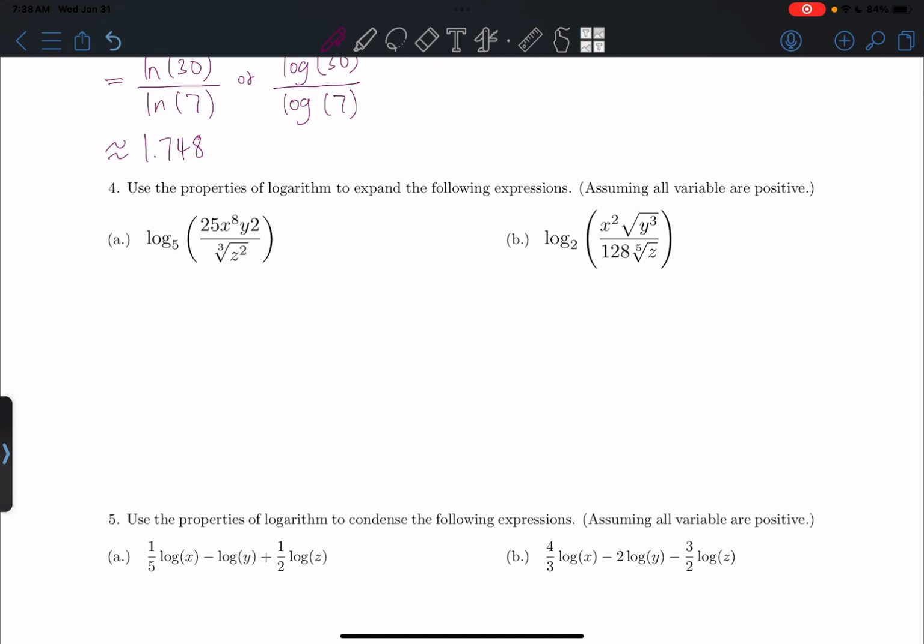Number 4, we're going to use logarithm to expand the expression. So first thing here, logarithm is going to turn division into subtraction. So I'll have log base 5 of 25 x to the 8 y squared minus log base 5 of the cube root of d squared. And the top, there's actually a bunch of multiplications, so we're going to go ahead and break them all apart because logarithm turns multiplication on the inside into addition on the outside.